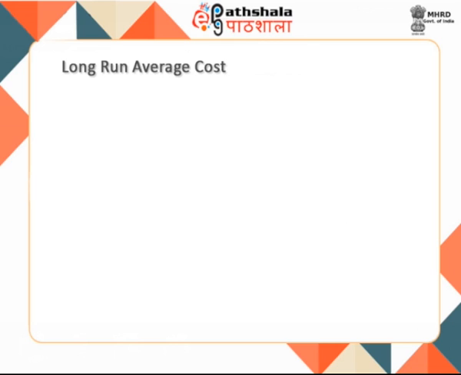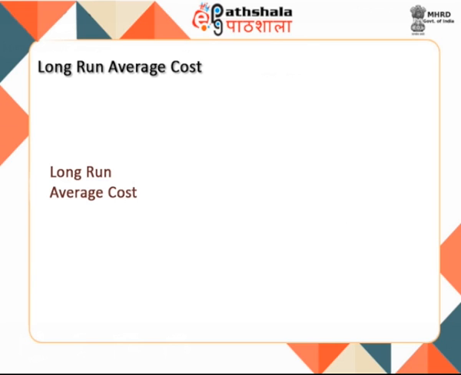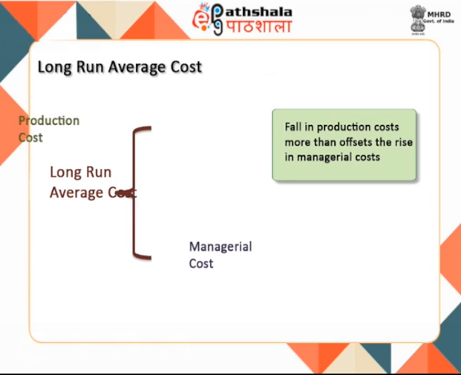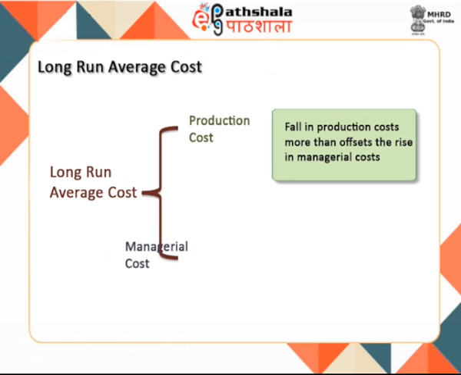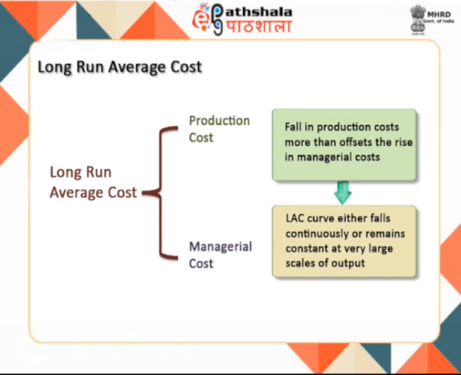According to the modern theory of costs, the long-run average costs essentially comprise production and managerial costs, where the fall in production costs more than offsets the rise in managerial costs. Thus, the LAC curve either falls continuously or remains constant at very large scales of output.